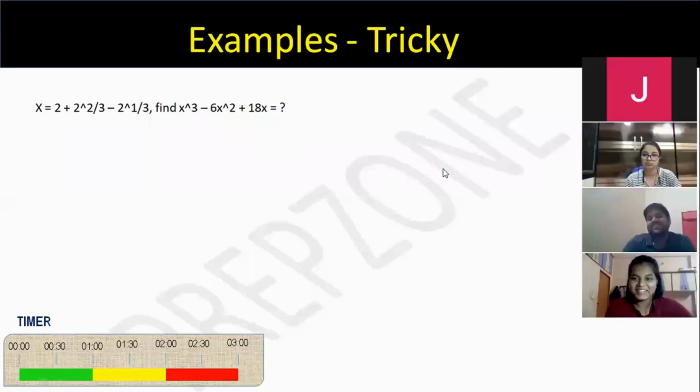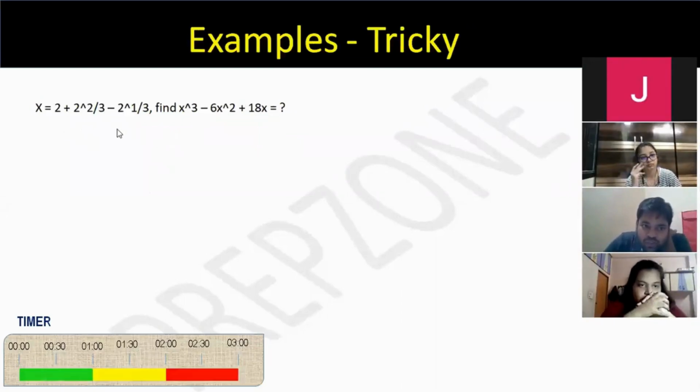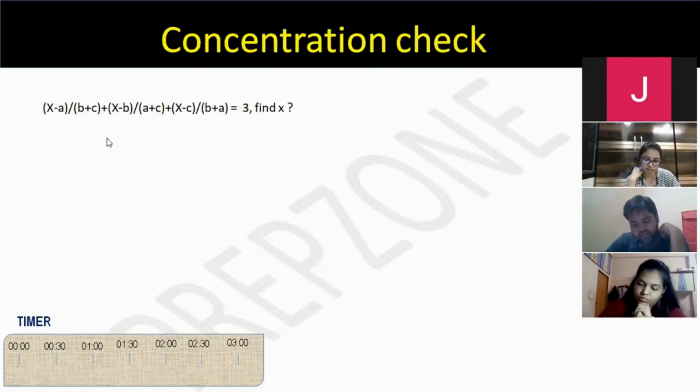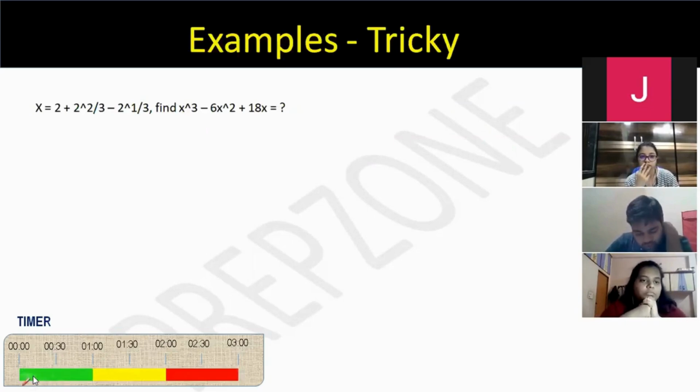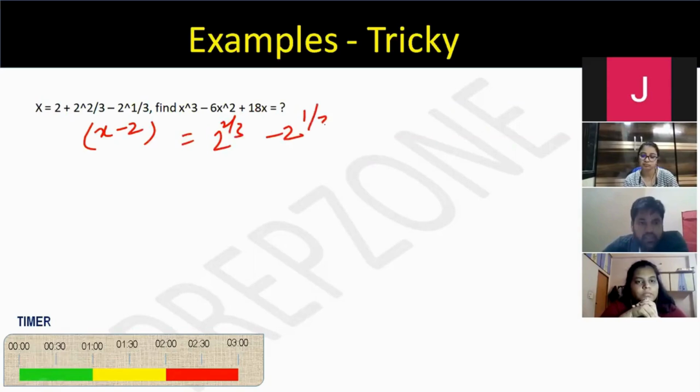Sir, we can take that 2 to the left hand side. Good. Which will give us x minus 2 is equal to 2 to the power 2 by 3 minus 2 to the power 1 by 3. Just a minute. So you're saying x minus 2, right? Yeah. Okay. Is equal to 2 to the power 1 by 3. Then we can apply cube to both sides. Okay. So we get the 3 terms that are required in the question, the left hand side, plus minus 8. x cube minus 8.